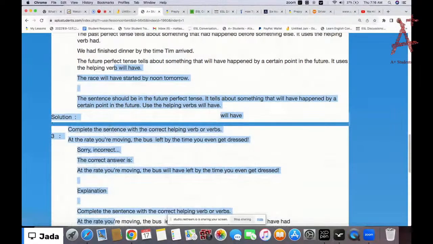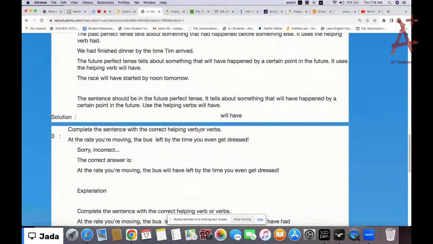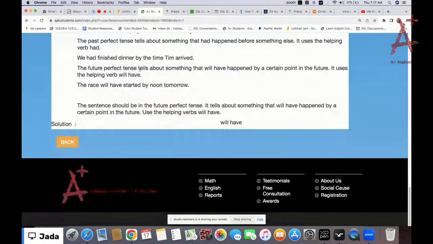Complete the sentence with the correct helping verb or verbs. At the rate you're moving, the bus dash left by the time you even get ready. So the bus will have left by the time you even get ready. So "will have," future perfect.